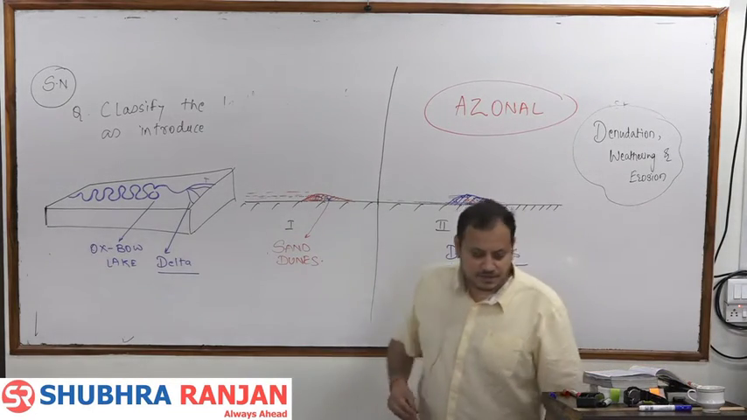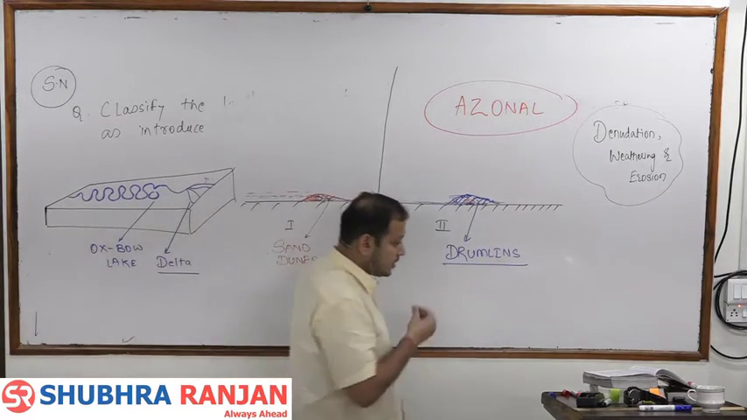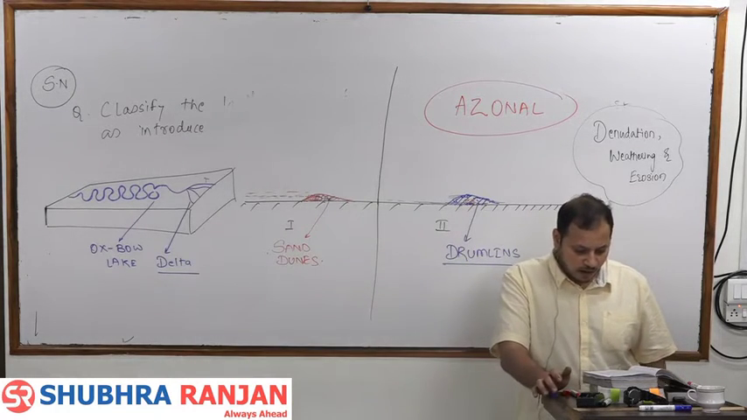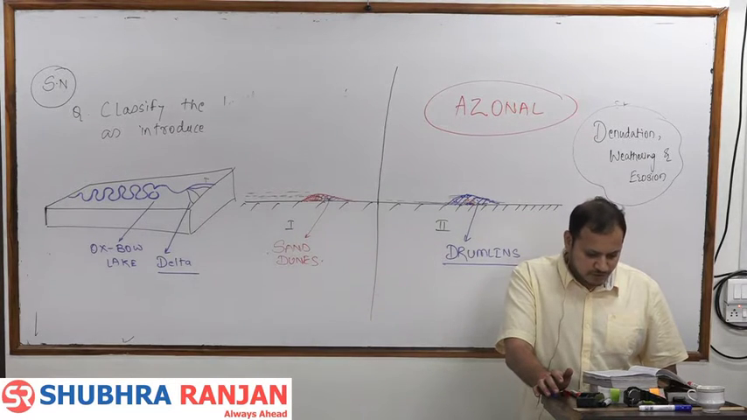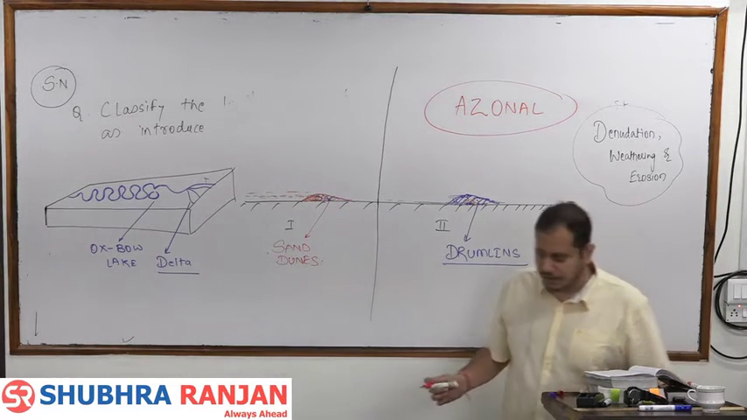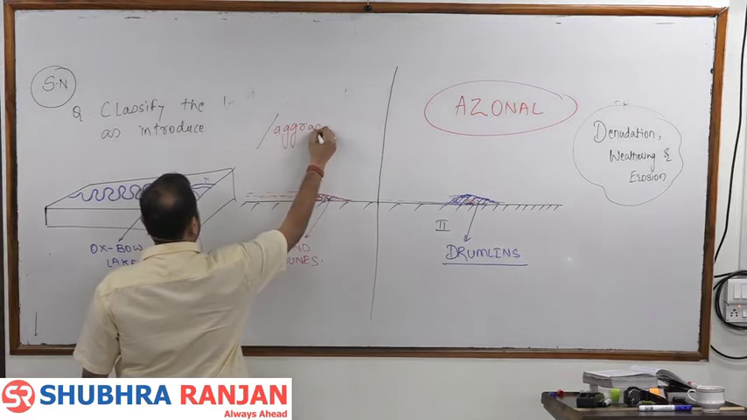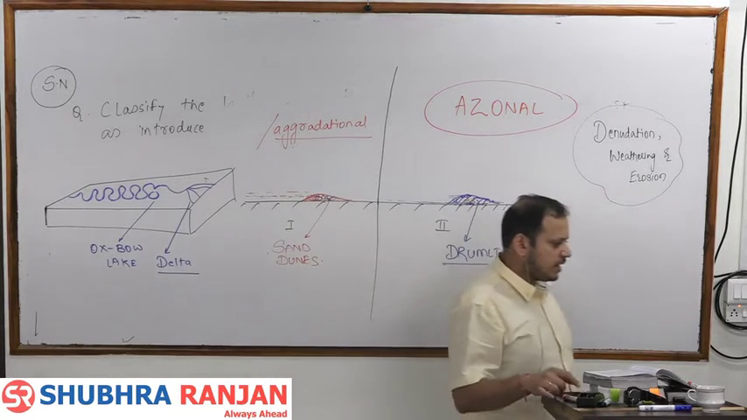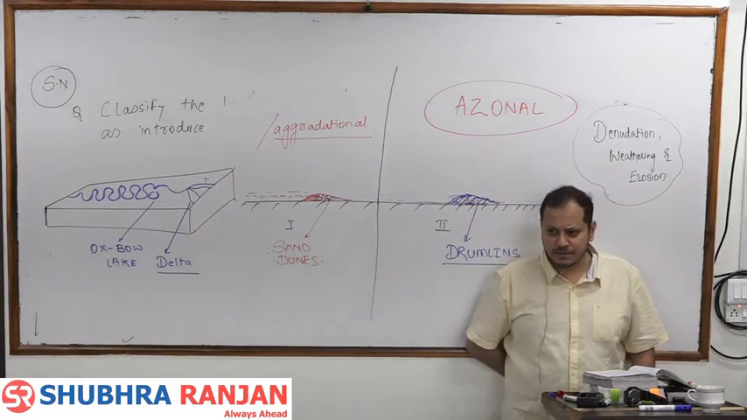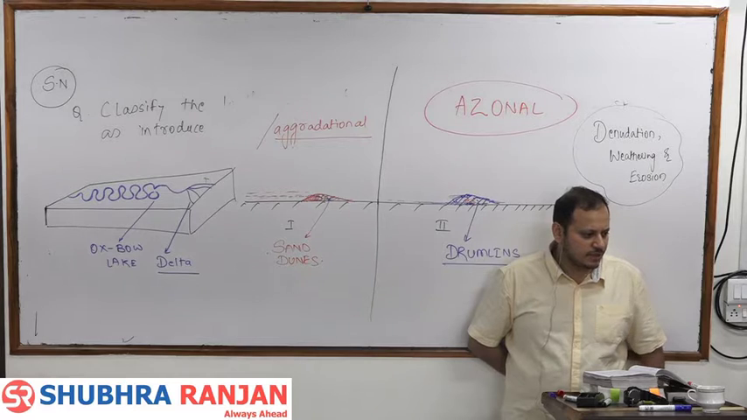So the third order relief features are depositional landforms, or destructional landforms, or depositional or destructional landforms, or you can write any one word in the exam. I am giving all the three words. Aggradational landforms or the aggradational landforms. Aggradation means collection. So layer upon layer of soil has been built up, collected, or aggradational landforms.